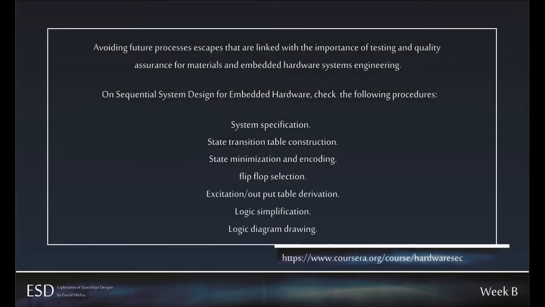Avoiding future process escapes that are linked with the importance of testing and quality assurance for materials and embedded hardware systems engineering. On sequential system design for embedded hardware, check the following procedures for system specification, state transition table construction, state minimization and encoding, flip-flop selection, excitation output table derivation, logic simplification, logic diagram drawing.